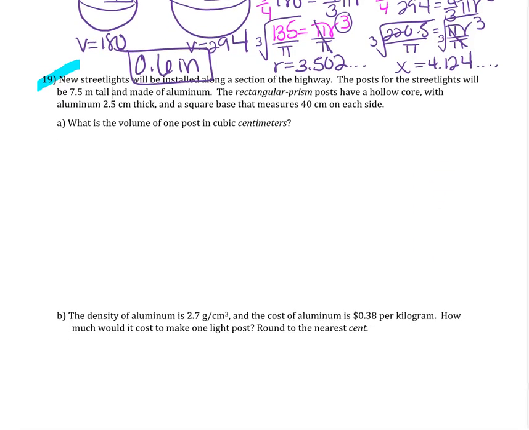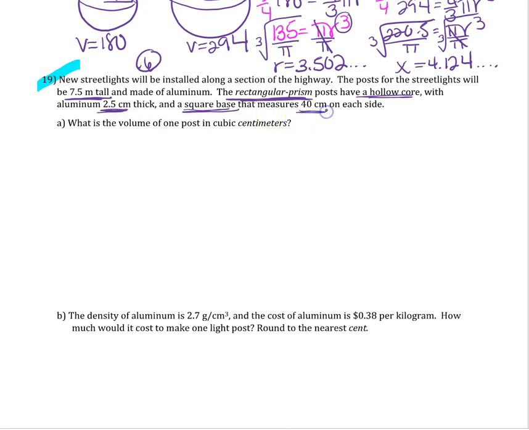All right, last problem. I'm going to erase this so it doesn't go into the question. All right, new streetlights will be installed along a section of the highway. The posts of the streetlights will be 7.5 meters tall and made of aluminum. The rectangular prism post will have a hollow core with aluminum 2.5 centimeters thick and a square base that measures 40 centimeters on each side. What is the volume of one post in cubic centimeters? Okay, so I have a rectangular prism post and it says it had a square base.